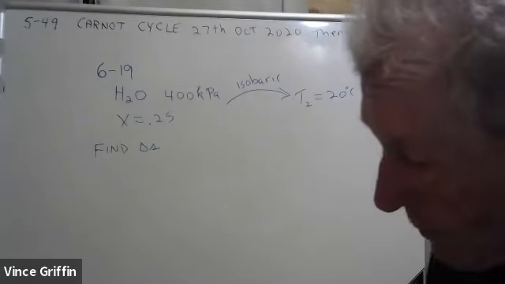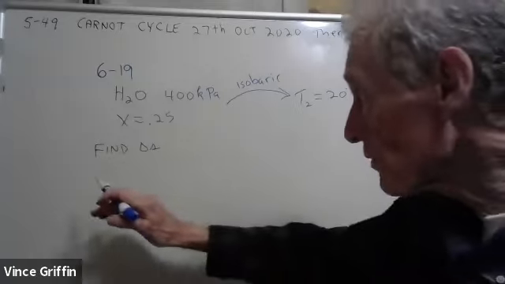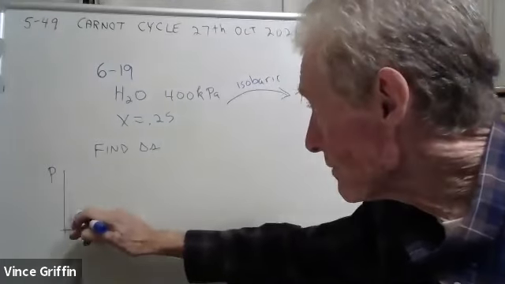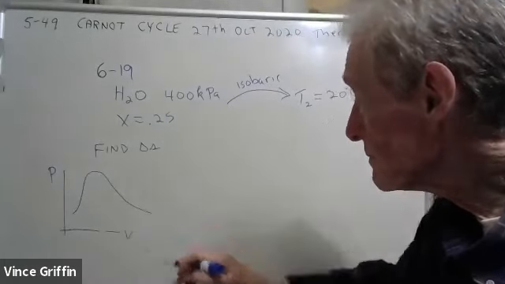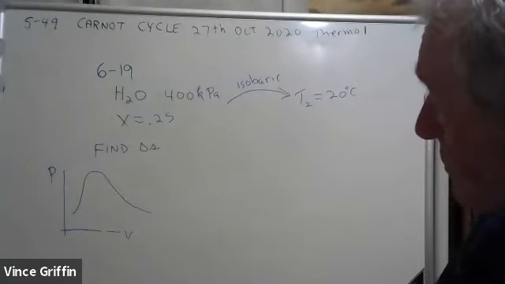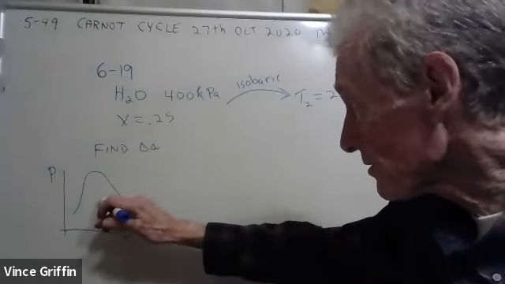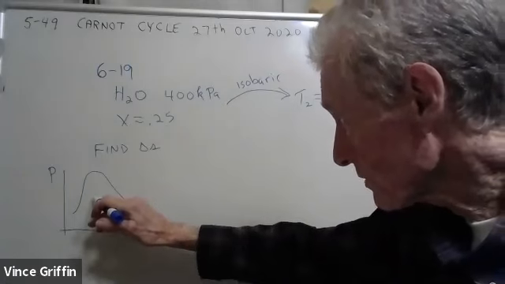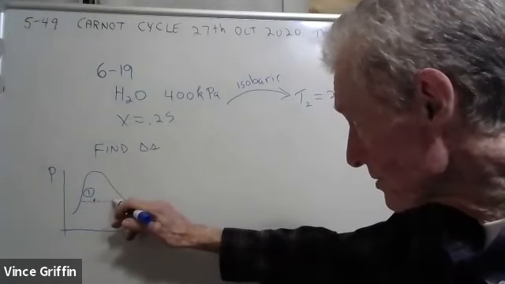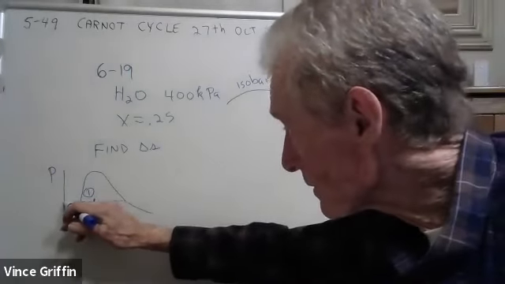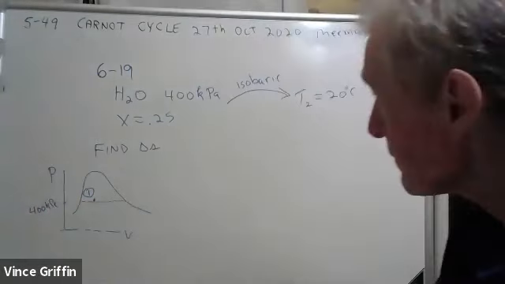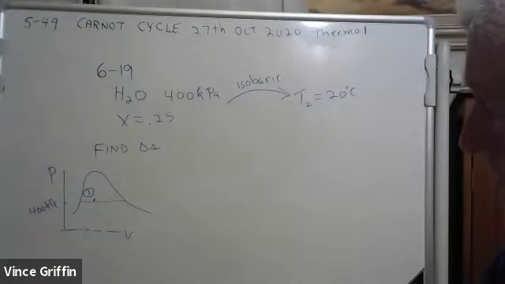Now, what we should do is a PV and a TS diagram. Why don't we do both? That'd be good. Here's our PV diagram. And 400 kilopascals, 0.25 quality, that's kind of in here someplace. Here's state 1. And this pressure is 400 kilopascals. And we're going to go in an isobar to 20 Celsius.